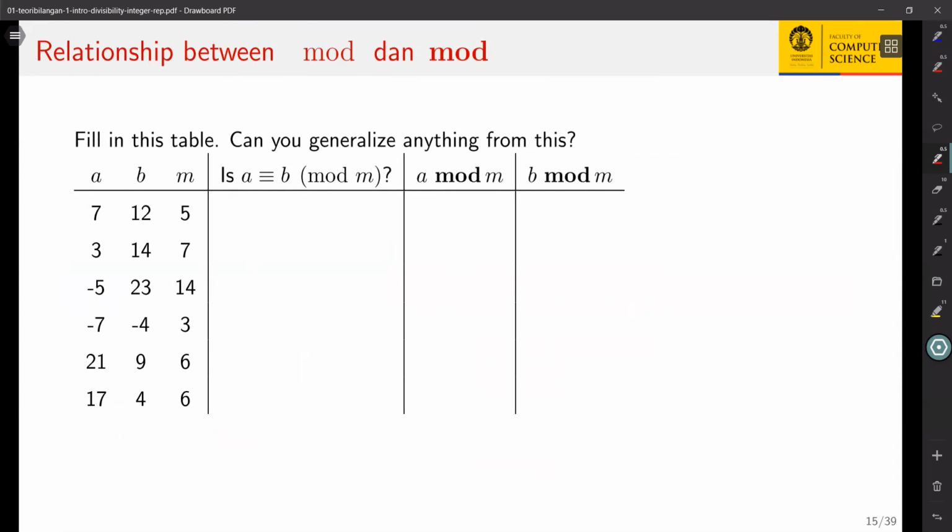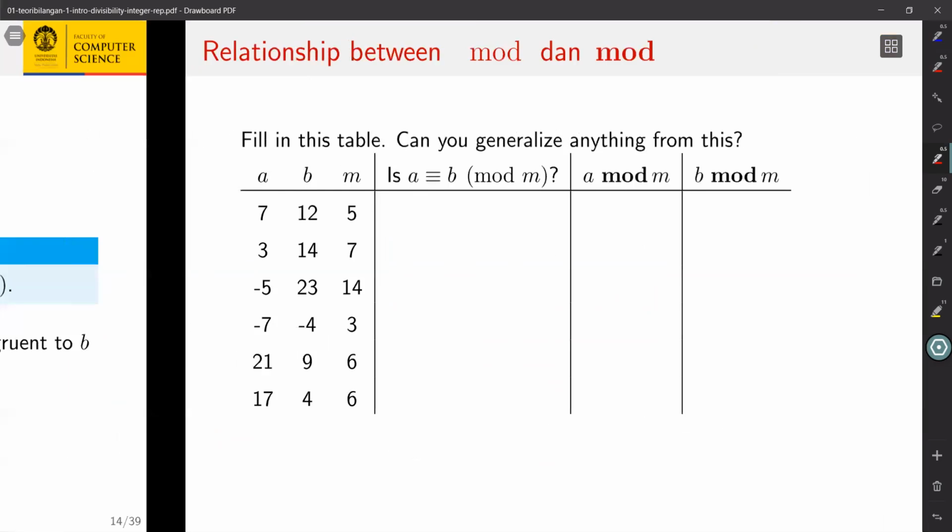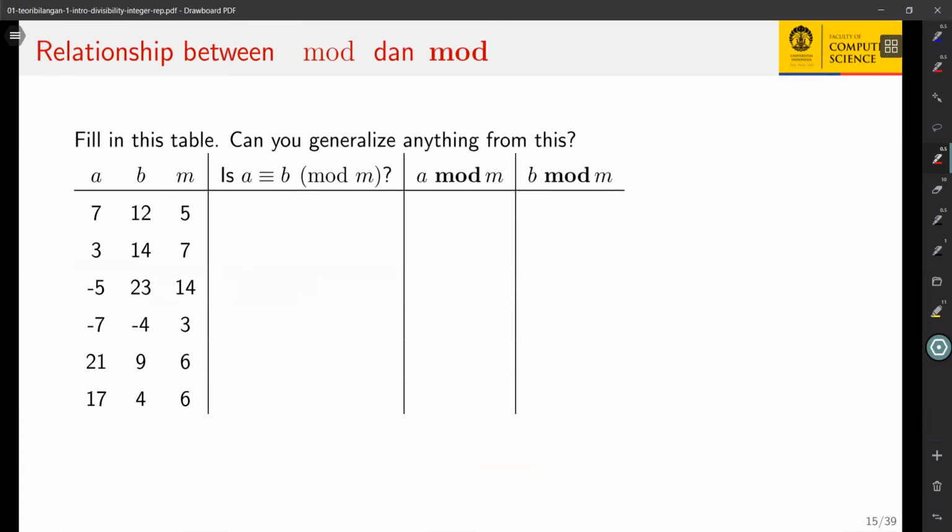Now, although we know that they are different, they are closely related, obviously. Now, let's try this. Try to fill in this table. What about the first one here? What will be your answer? Is this yes or no?